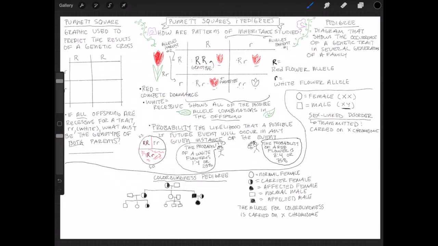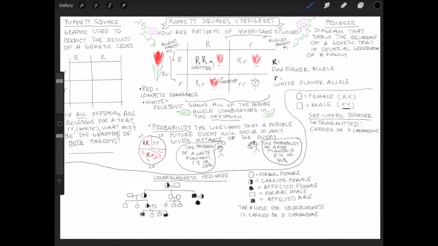And for any of these combinations, we could always go back to a Punnett square to figure out what the likelihood would be. We're just going to go one more down the line here, and this carrier female is married to a normal male. They have 4 kids. First is an affected male. Second is a normal female. Third is a normal male. And the fourth is an affected male.